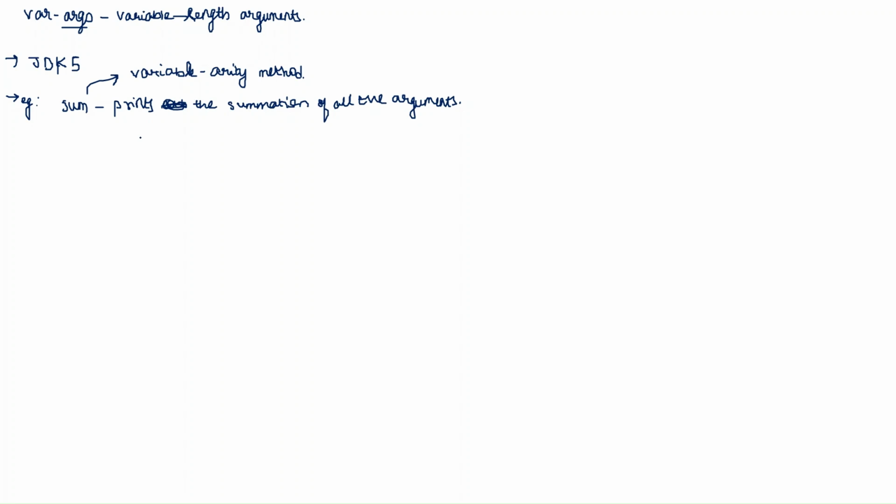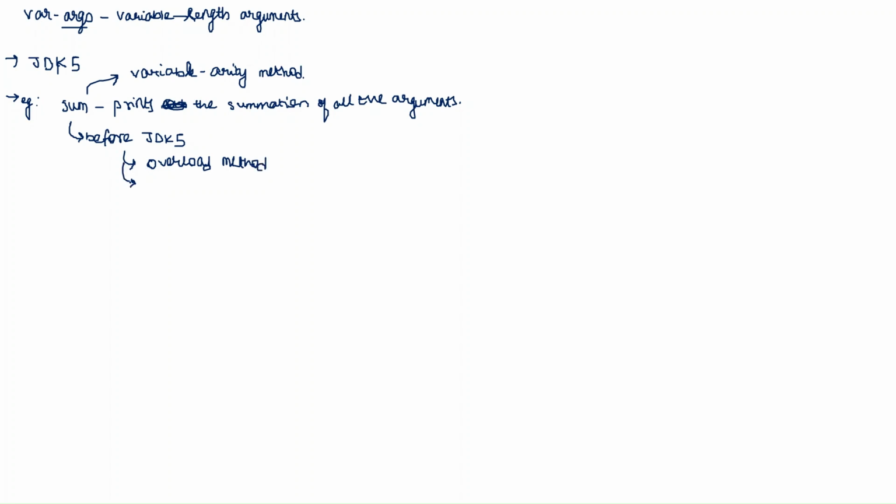Like I just gave you an example, to have a method sum that prints the summation of all the arguments that are to be given to this particular method. So before JDK 5, if you were given a task to handle this, there would have been two ways to do this. The first way would be, if the maximum number of arguments was small and known, then you could overload the method.